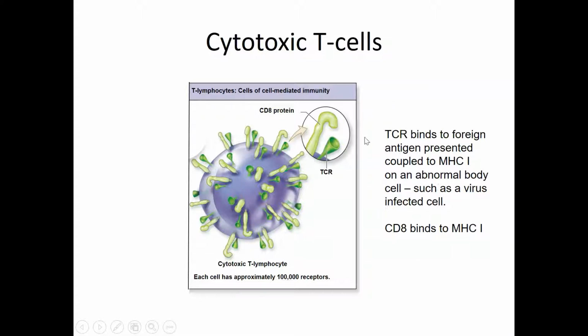Okay? This combination of receptor and co-receptor can bind to cells that have a foreign antigen matching the antigen receptor, and also carry that antigen coupled to MHC1. And that's because CD8 recognizes and binds to MHC1. So that combination, foreign antigen coupled to MHC1, will be found on body cells. Any nucleated body cell is going to have that combination, because all body cells with a nucleus constantly do this.